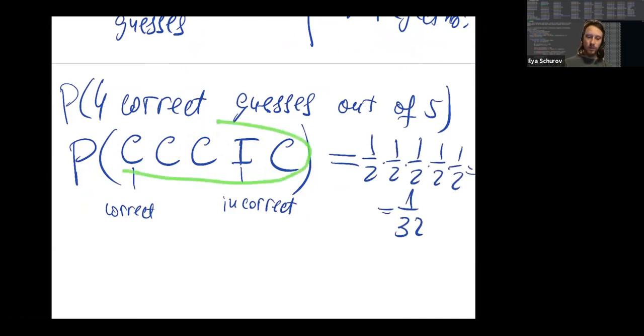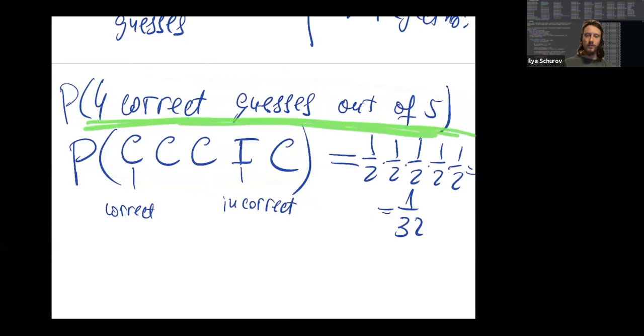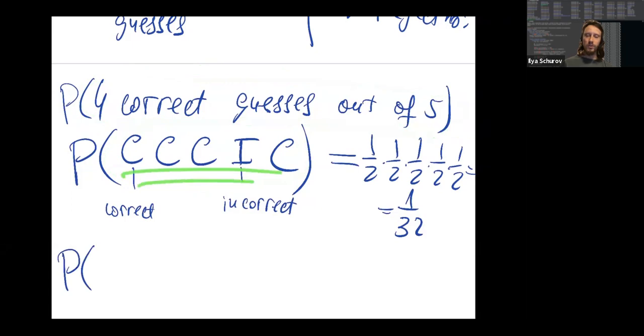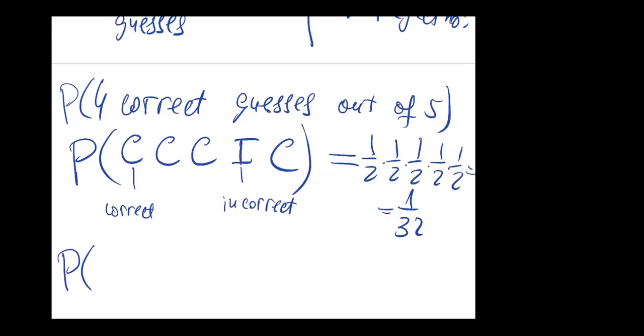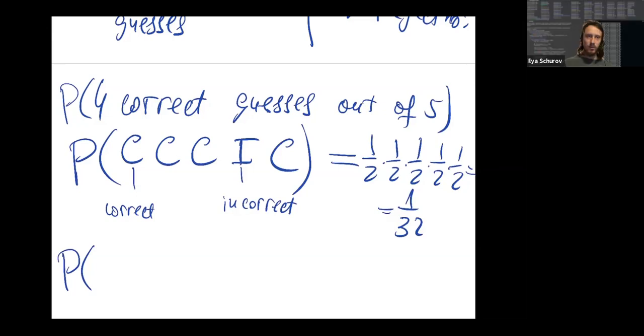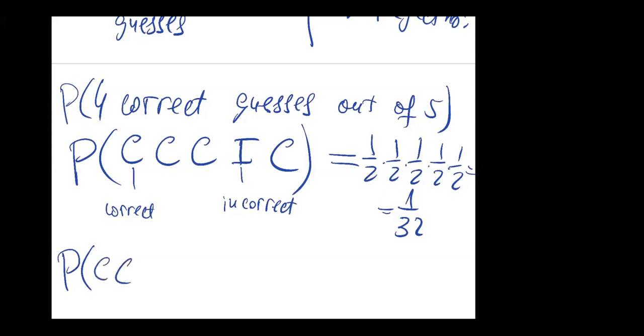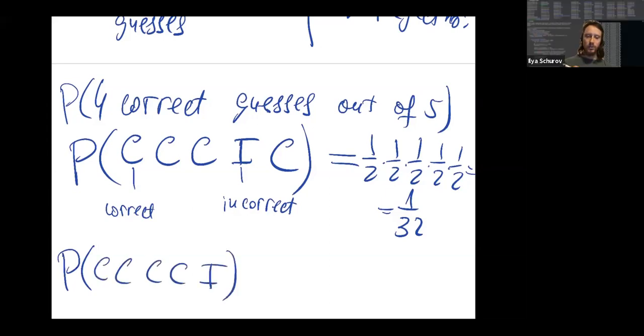But what about this event and this event? 4 correct guesses. Of course, in this case, if we have this event, we have 4 correct guesses. But we also have other ways to obtain these 4 correct guesses. Can you find how we can also obtain 4 correct guesses? Not in this way. Not with this particular sequence of correct and incorrect guesses. Just changing the sequence, but maintain 4 correct and 1 incorrect. Yes, can you provide an example? Correct, correct, correct, correct, incorrect. Yeah, for example, we can put this incorrect to the last place.